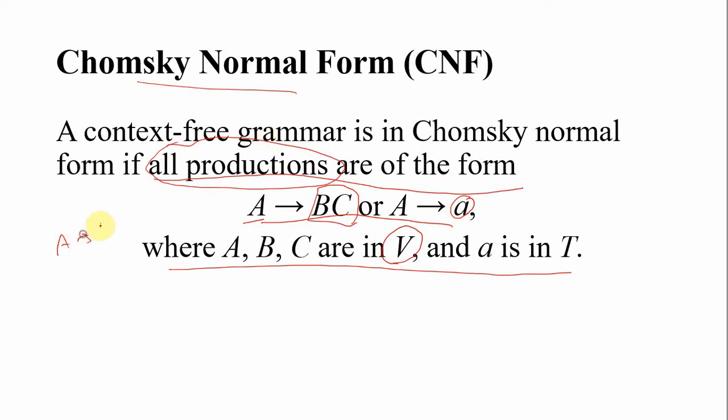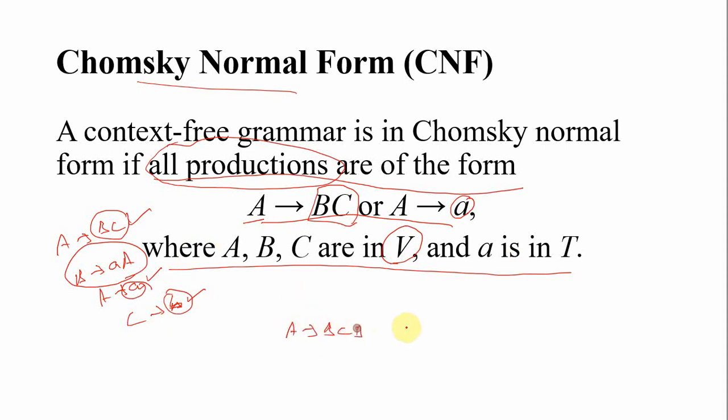So for instance, if A gives BC is one production, B gives a is another production, A gives a is another production, and C gives B is another production. So this is in CNF, this is in CNF, this is also in CNF, but this is not satisfying the property of Chomsky normal form. All the productions should satisfy the property of Chomsky normal form. What is that? On the right hand side we can have only two variables or only one terminal. We cannot have anything other than them. It's not like A gives BCD, or A gives ABA. These are all not in Chomsky normal form.